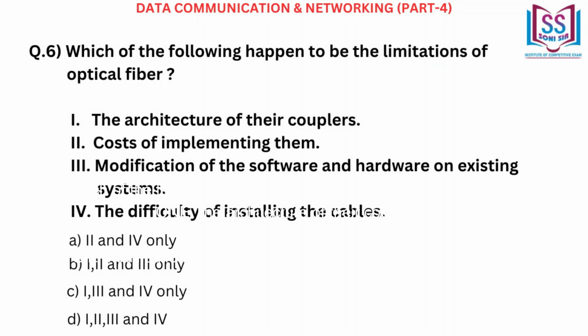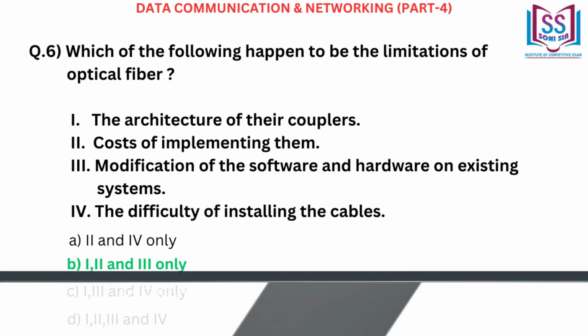Which of the following happen to be the limitations of optical fiber? 1. The architecture of their couplers. 2. Costs of implementing them. 3. Modification of the software and hardware on existing systems. 4. The difficulty of installing the cables. A. 2 and 4 only. B. 1, 2 and 3 only. C. 1, 3 and 4 only. D. 1, 2, 3 and 4. Correct answer B. 1, 2 and 3 only.